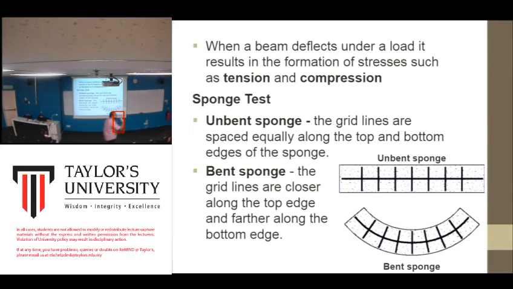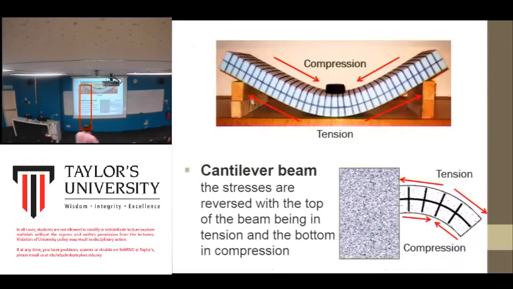This experiment is to see the tension and the compression of the beams by using a sponge. In your opinion, when we bend the sponge, which one is under compression and which one is under tension? Sorry? Top under compression, below under tension. Okay, correct. Which means that the top one is under compression, the below one is under tension.